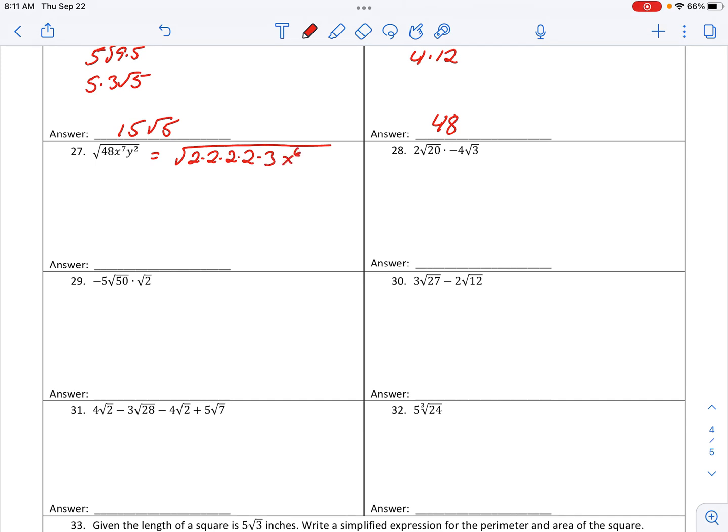And x to the 7th, remember we said we want to rewrite that as an even exponent, and there will always be one left over because we're looking for pairs. So we do that. Pair of 2s, pair of 2s. So I got a 2 and a 2. Underneath it's going to stay a 3. And at x to the 6, we can see that we have 3 pairs, so x to the 3rd. And in that y squared, we also have a pair.